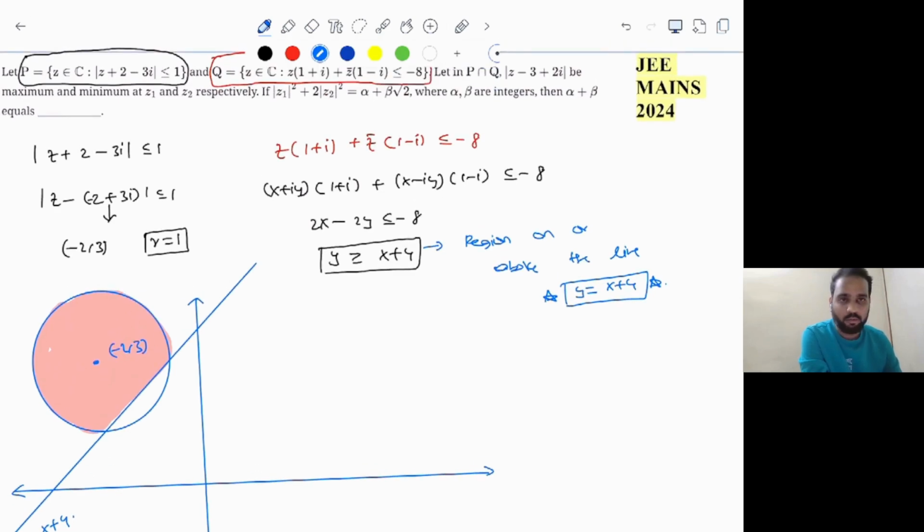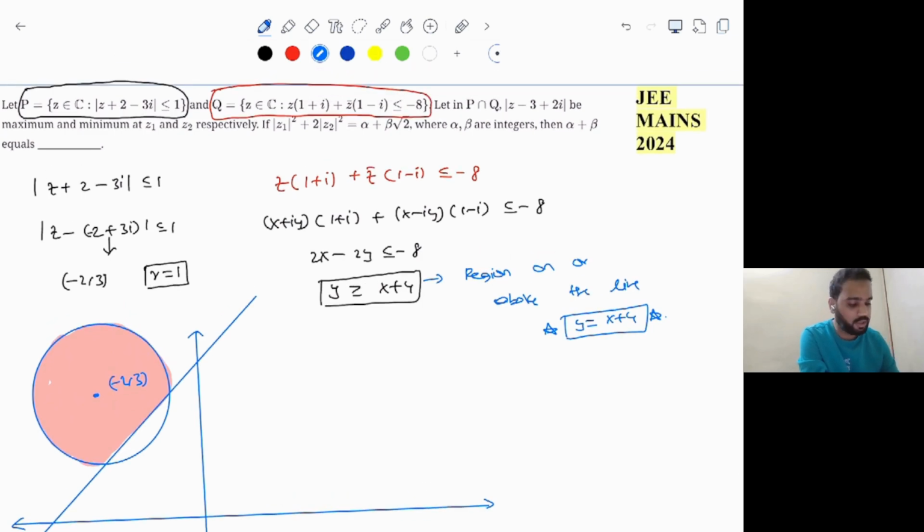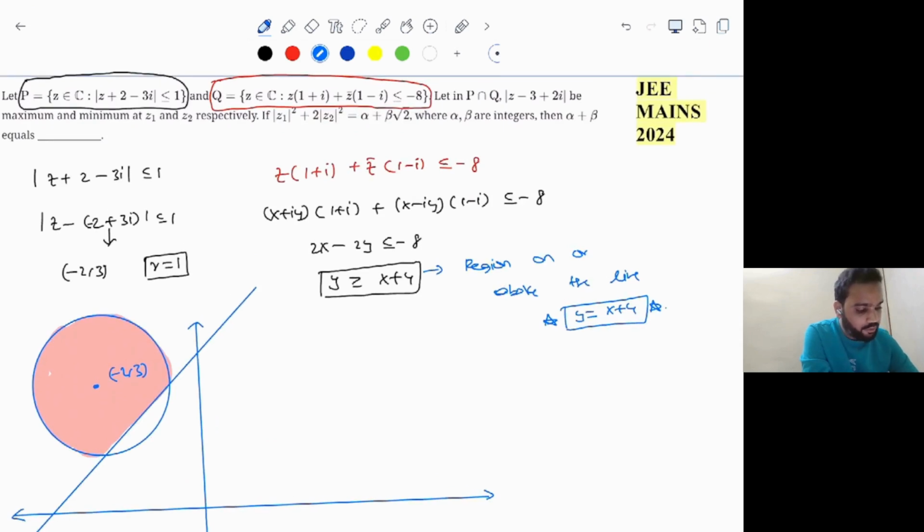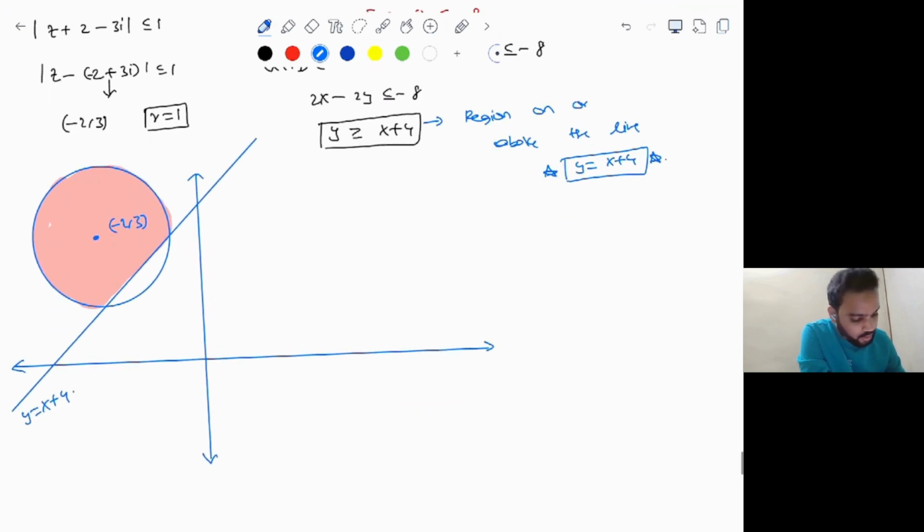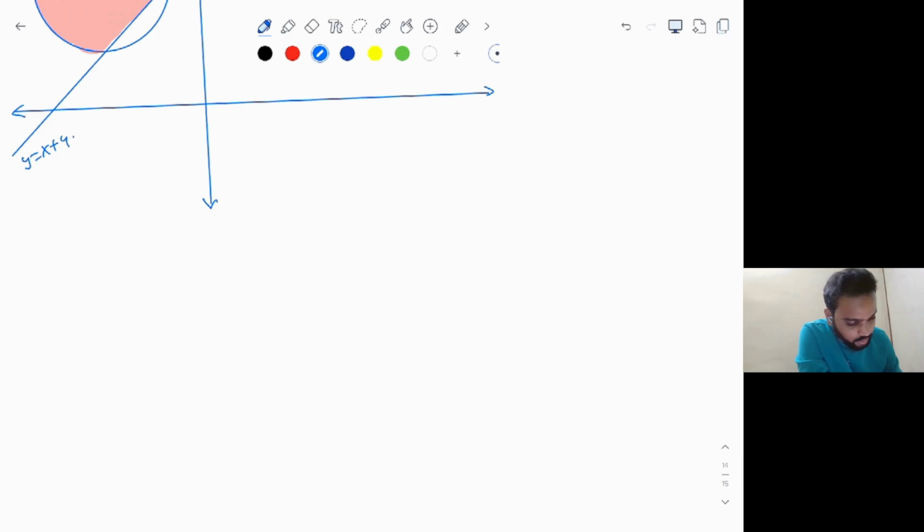Now let's look at the remaining question because the question is not done yet. That's why I told you it's a very good question which was asked. Now the next part of the question is, let's read it. Mod of z minus 3 plus 2i, let the maximum and minimum values of it be at z1 and z2 respectively. So now let's try to understand the meaning of that one first.